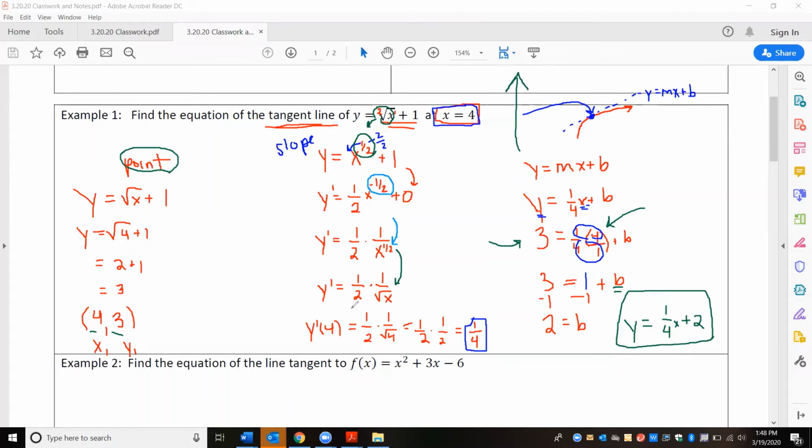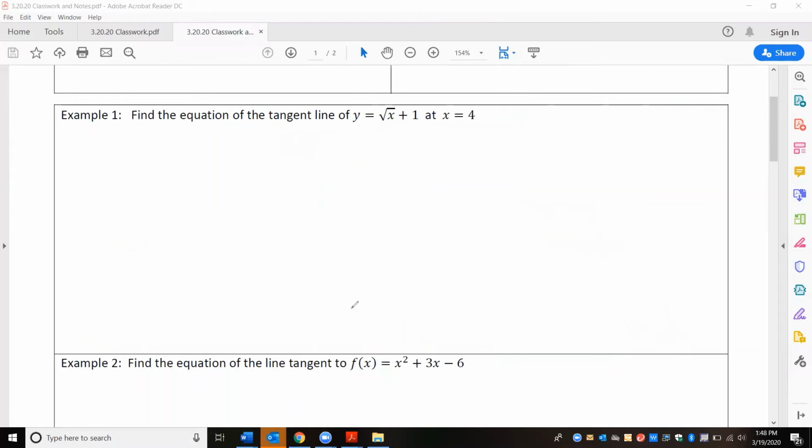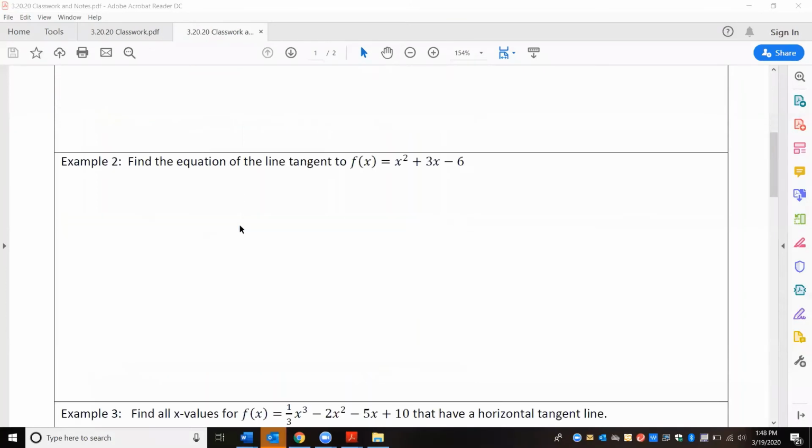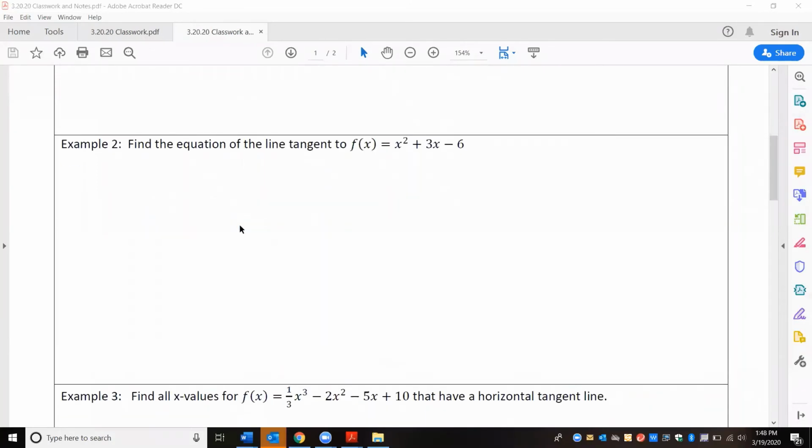Okay, the next step for all of us, we are going to move on to example 2, and I'm going to urge you to pause your video. Pause your video, solve this problem on your own. Before you solve it on your own, I should tell you that I want you to find it at x equals 2. I left that part out. Solve this problem on your own. Come back and check your answer with me. Go ahead.